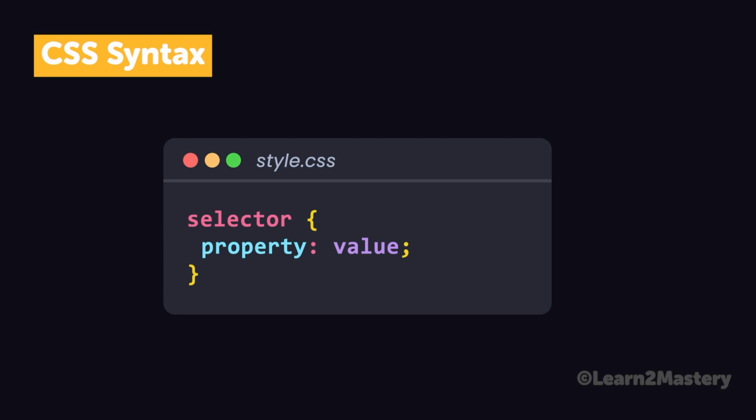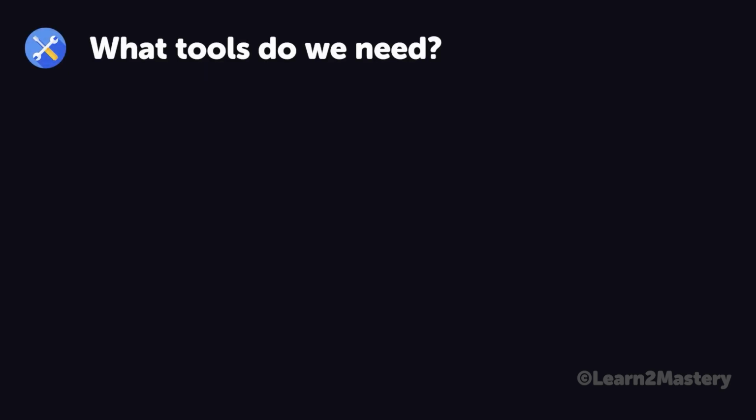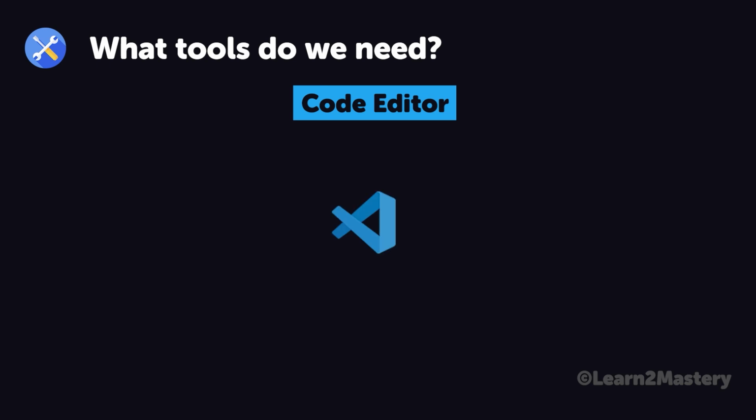Next, let's set up our development environment so we can start writing CSS. First, let's talk about the tools we need for this course. To write CSS, we need something called a code editor. A code editor is where we write our code. I'm going to use Visual Studio Code, but there are many other code editors out there. You can use any one you like as long as you feel comfortable with it.